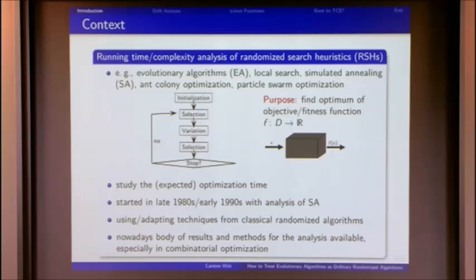Today we have quite a lot of interesting results which tell us on which problems evolutionary algorithms and other search heuristics are efficient and which not. This holds particularly for combinatorial optimization, where the search space is a discrete one.